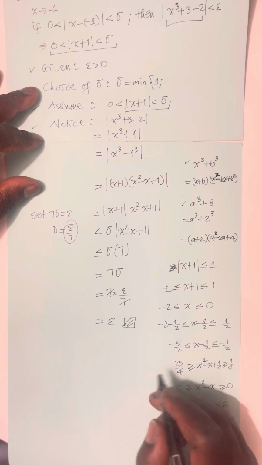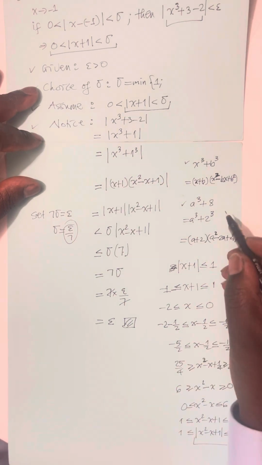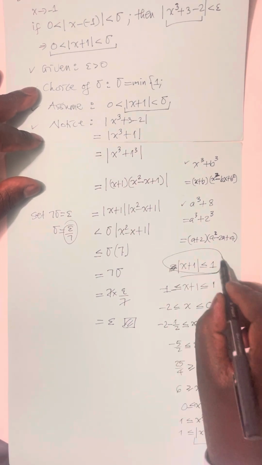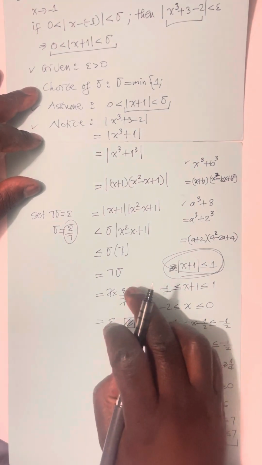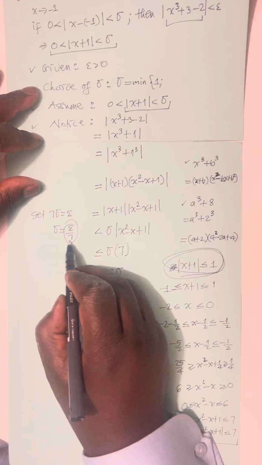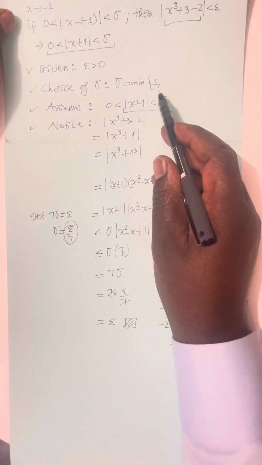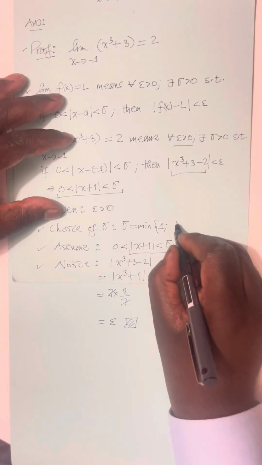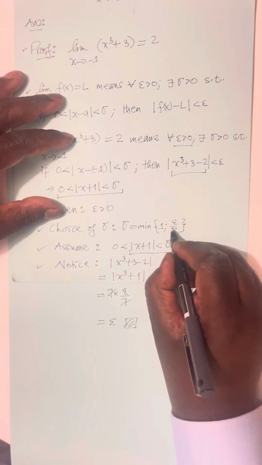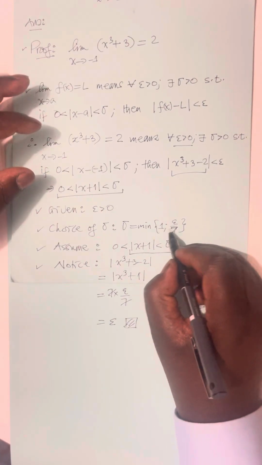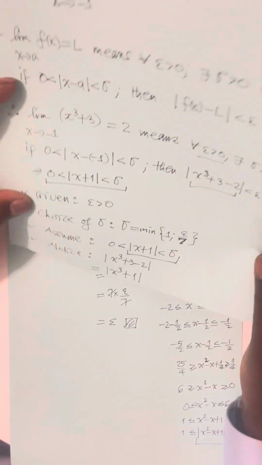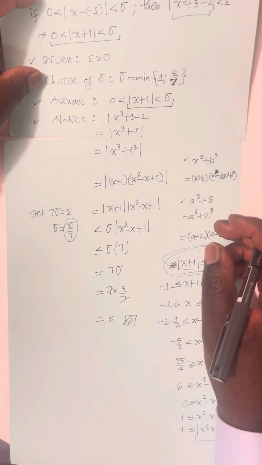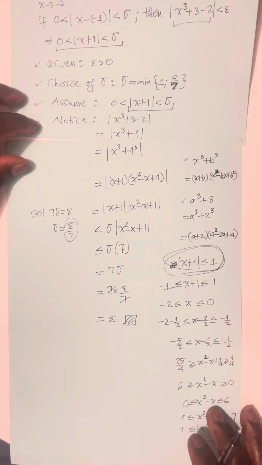But remember what I told you, we want the distance to be within 1 here, and because of that we have to take epsilon over 7, bring it here, and say we want the minimum of the two. We want the minimum of 1 and epsilon over 7, whichever is smaller is what we want to take, and that will complete our proof for today.